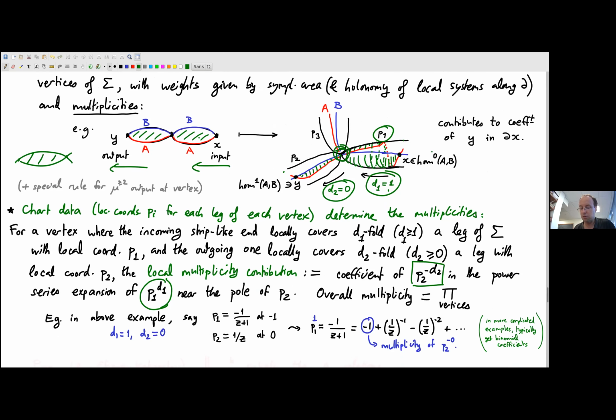So for example, in the above setup, let's say that the input point is minus 1, and we choose this input coordinate, and the output point is 0, and we choose this coordinate. Sorry, by coordinate I mean inverses of coordinates. I would take this function, P1 to the 1, because the input degree is 1. This is z minus 1 over z plus 1. I expand it as a power series in z near 0, writing this as inverses of 1 over z because I'm being annoying. And you write down this thing, and then you get a coefficient, which here is a minus 1.